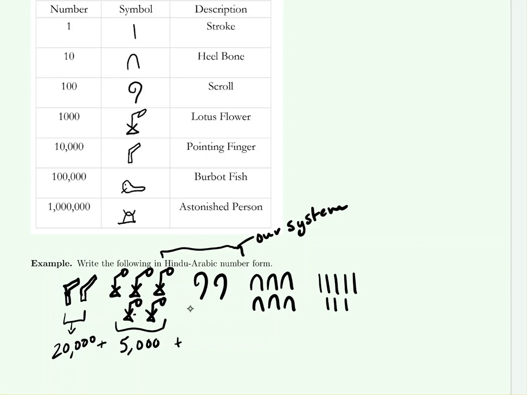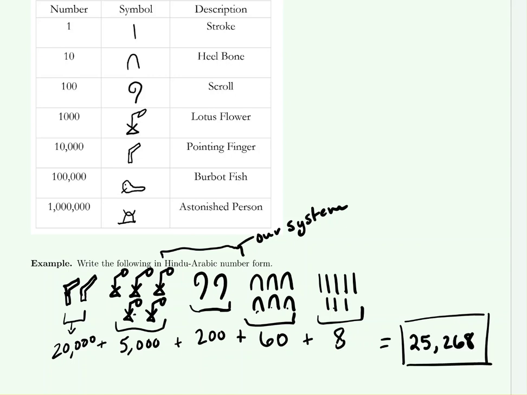Okay. Next, we translate our next set of symbols. Two of the scrolls, which are each 100, so that would add up to be 200 plus, okay, 1, 2, 3, 4, 5, 6 of the 10 elements, so that'd be 60, plus 1, 2, 3, 4, 5, 6, 7, 8 of the single digits 1. Now we can, with our calculator, add these all together and we would get our final answer. And we would get 25,268.